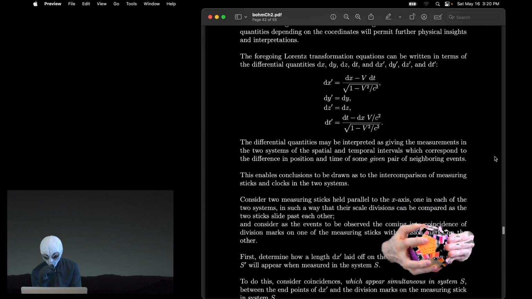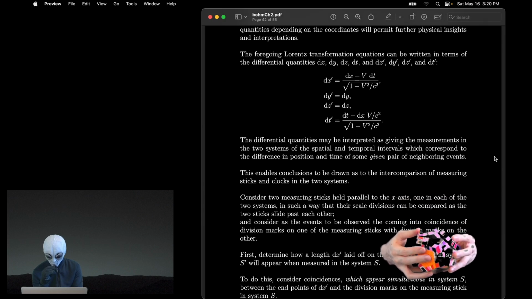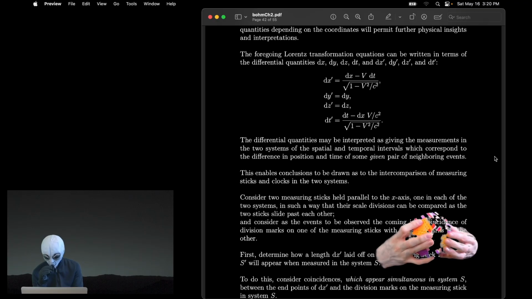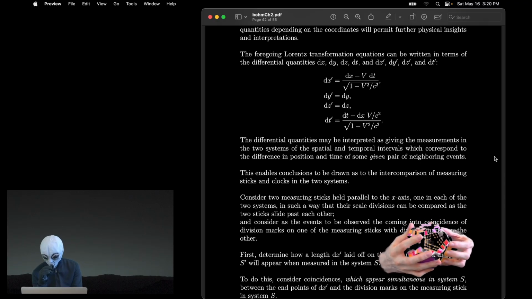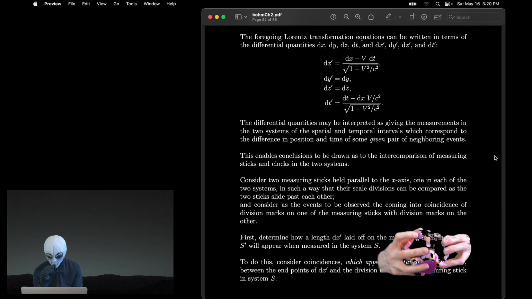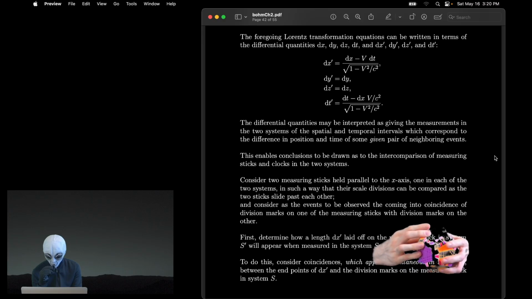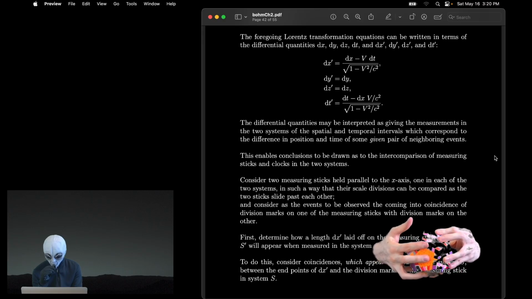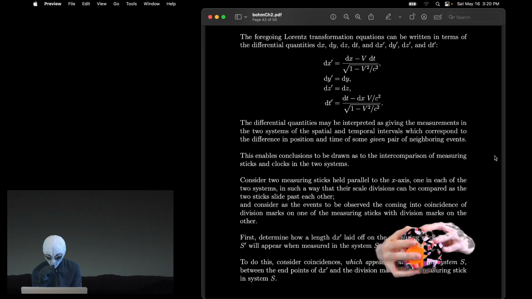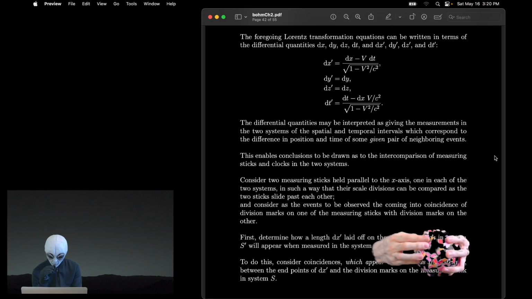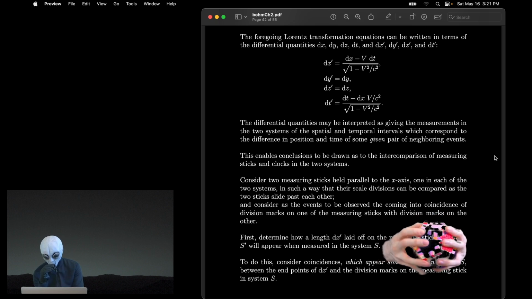The foregoing Lorentz transformation equations can be written in terms of the differential quantities dx, dy, dz, dt, dx prime, dy prime, dz prime, and dt prime. Thus we have that dx prime equals a fraction with the numerator of dx minus capital V dt all over the denominator of the square root of 1 minus capital V squared over lowercase c squared, dy prime equals dy, dz prime equals dz, and dt prime equals a fraction with the numerator of dt minus dx times capital V over lowercase c squared all over the denominator of the square root of 1 minus capital V squared over lowercase c squared.